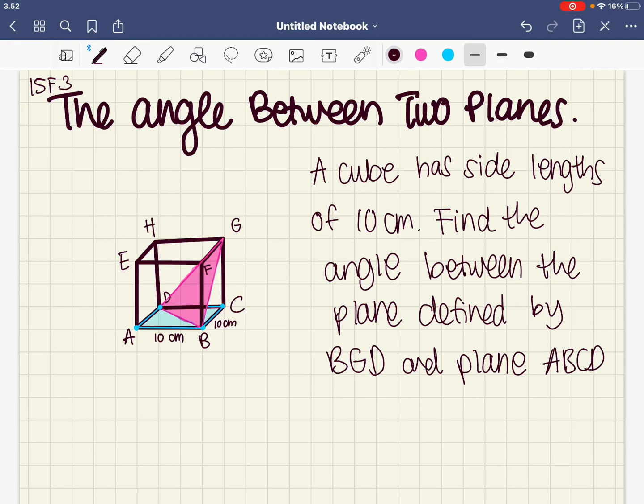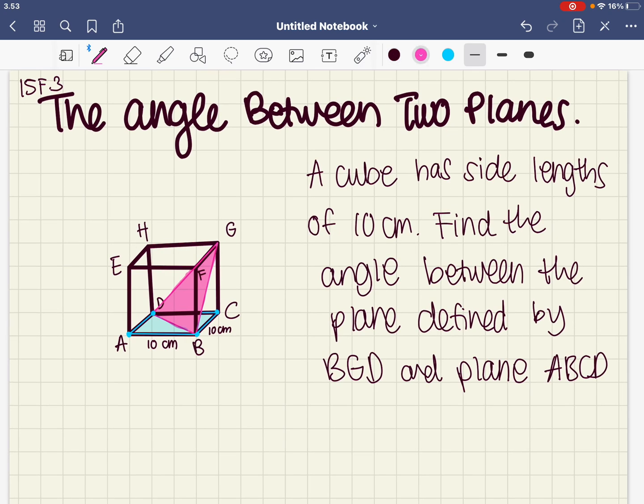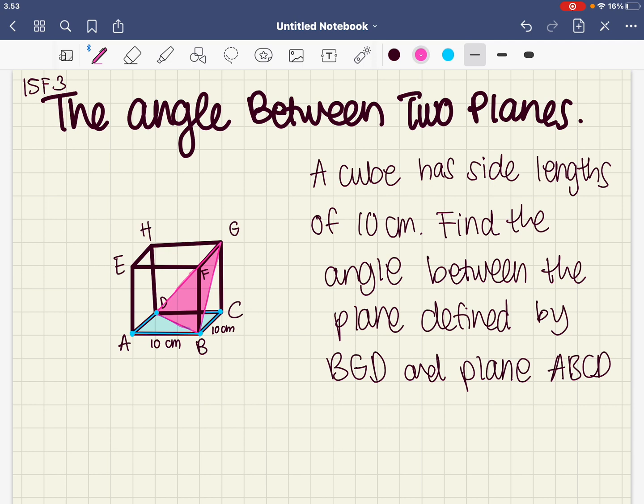Alright, here, grade 10. So this is the angle between two planes, 15F.3. So really quickly, I'm just going to show you guys this, in case you have any questions, please bring it up tomorrow. It says, a cube has side lengths of 10 centimeters. Find the angle between the plane defined by BGD and plane ABCD.